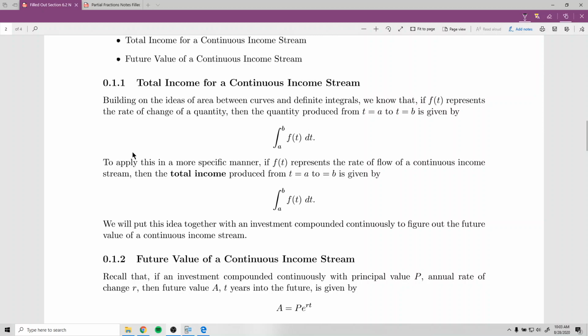To apply this in a more specific manner, if f of t represents the rate of flow of a continuous income stream, then the total income produced from t equals a to t equals b is given by the same thing. Just to understand the idea here, we won't be doing just the total income, because the hope is that you're investing and not making a 0% return. You're increasing your money as well.